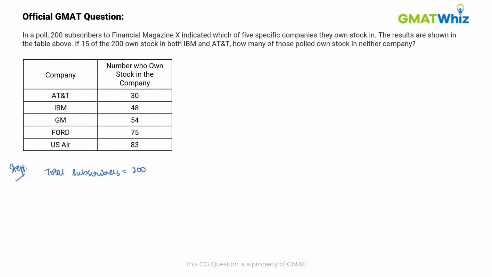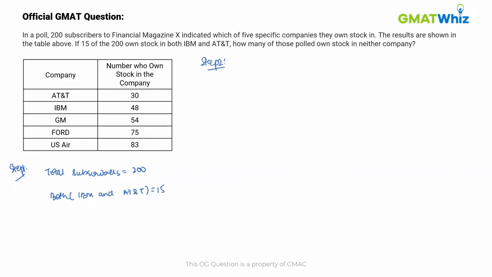Now, the question also tells us that 15 out of the 200 own stock in both IBM and AT&T. So the number of subscribers who own stock in both IBM and AT&T is equal to 15. We have to find how many of those polled own stock in neither company. Now, let's move on to step 2 and understand how to proceed with the solution.